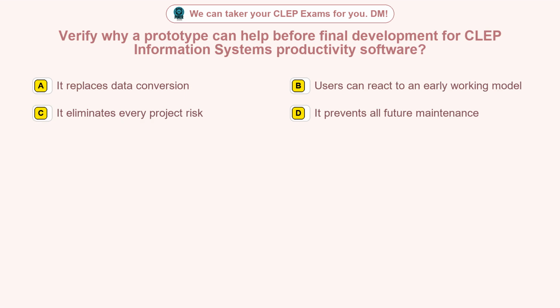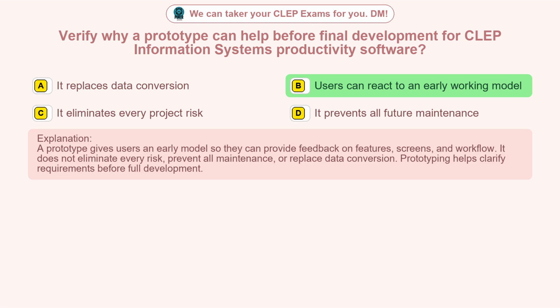Question 68. Verify why a prototype can help before final development for CLEP Information Systems productivity software. Option A. It replaces data conversion. Option B. Users can react to an early working model. Option C. It eliminates every project risk. Option D. It prevents all future maintenance. The correct answer is option B. Users can react to an early working model.